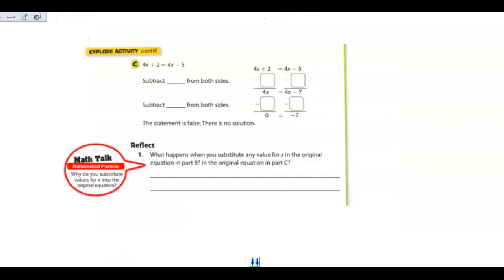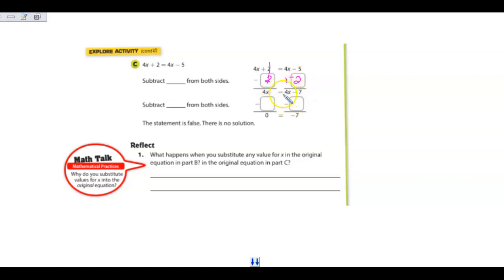Example C, it has 4x plus 2 equals 4x minus 5. I could subtract 2 from both sides. 2 minus 2 is 0. 4x is by itself. Negative 5 minus 2, well, that's subtraction with a negative. So I'm going to change to add its opposite. Negative 5 plus negative 2 is negative 7.